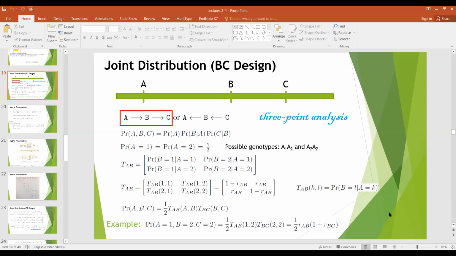Very good. And then given the genotype at locus A, we need to calculate the probability that you're going to see a genotype equal to 2 for B, right? Then we need to use the transition matrix and so on. Once you have B, you need to calculate the probability you're going to see a genotype for C, right? Make sense?